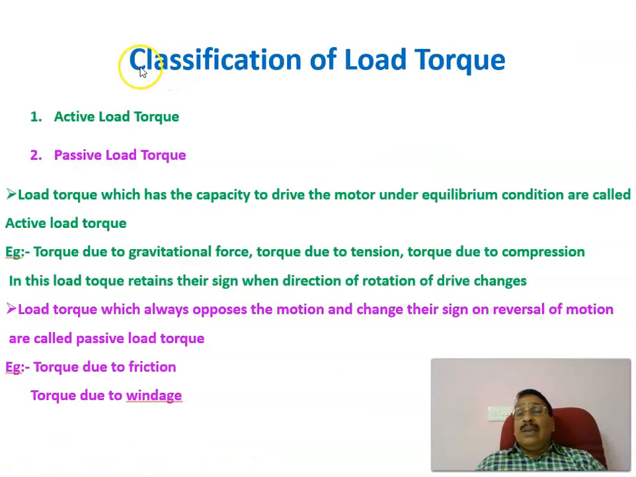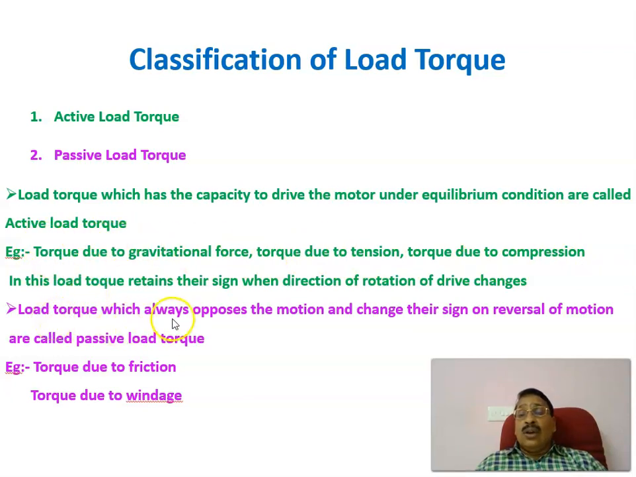The load torque can be classified in two types, that is active load torque and passive load torque. This is another method of classifying the load torque. Load torque which has the capacity to drive the motor under equilibrium condition is called active load torque. As an example, torque due to the gravitational force, torque due to the tension, torque due to the compression. In this, load torque retains its sign when the direction of rotation of the drive changes. These torques are called active load torque.